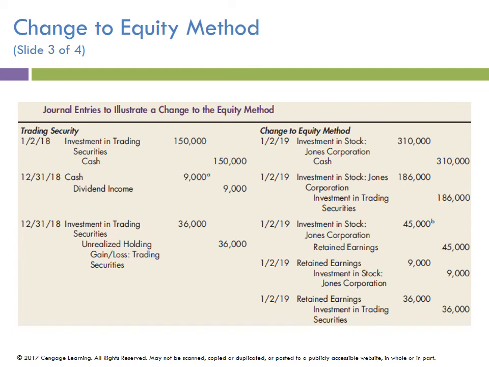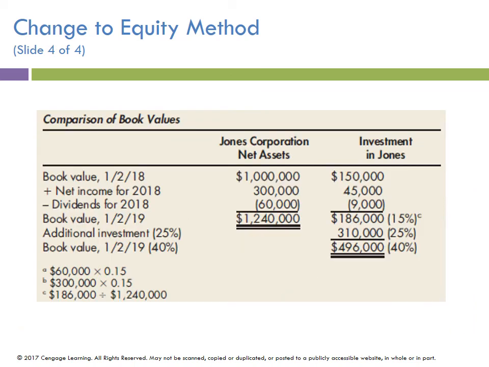What else wouldn't we have done? We would have never written the investment up to fair value. So we want to take that $36,000 out of the investment in trading securities and debit retained earnings. We would have never shown that in income last year. So any items that affect the income statement from last year would be accounted for in retained earnings, like a prior period adjustment. But that's how you would change it from a fair value method to the equity method. These calculations are on page 13-28. So the new balance in investment in Jones would be $496,000.